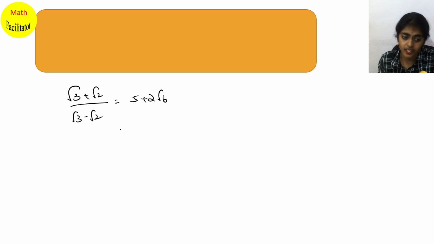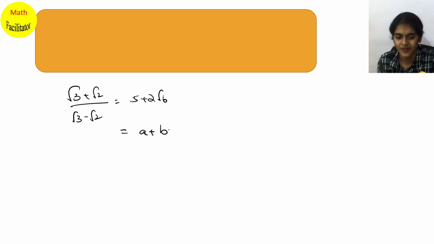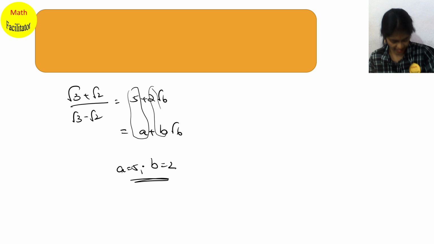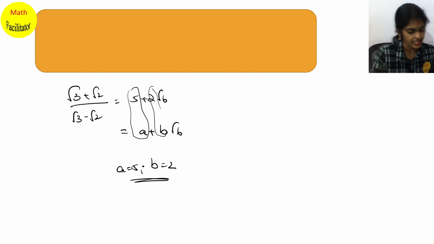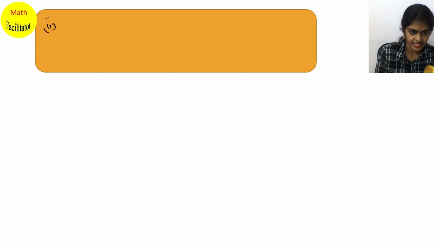But it is given in the question that it is equal to a plus b root 6. Okay, so just compare and see. In the place of a you have 5, so a is equal to 5, and in the place of b you have 2, so a is 5 and b is 2. Clear with this everyone? Shall we proceed? See here, same similar question.